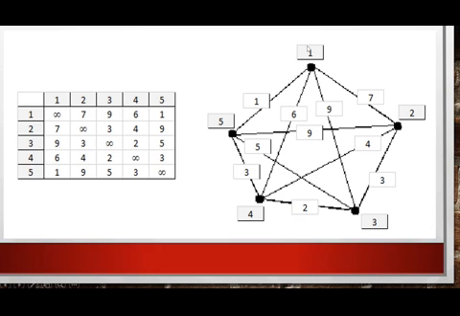Let me say I started with 1. From 1 I went to 2. How many lines have I drawn? One line. From 2 I go to 3. How many lines have I drawn? 1 to 2, 2 to 3, 2 lines. Then from 3 I go to 4. How many lines have I drawn? 1 to 2, 2 to 3, 3 to 4, 3 lines. From 4 I go to 5. How many lines have I drawn? 4 lines: 1 to 2, 2 to 3, 3 to 4, 4 to 5.